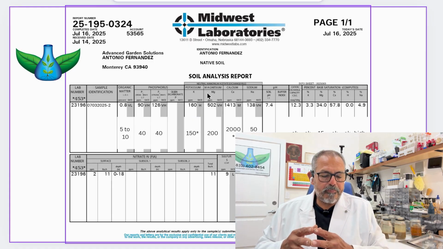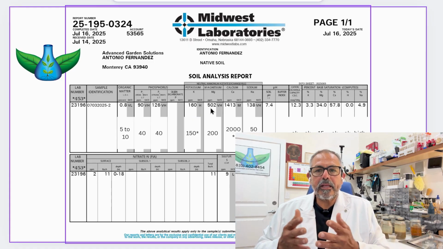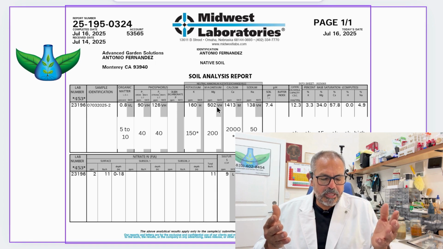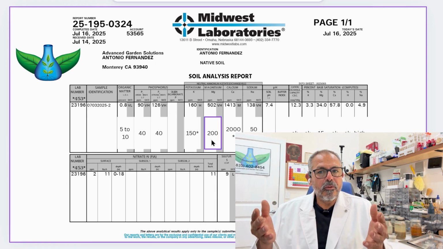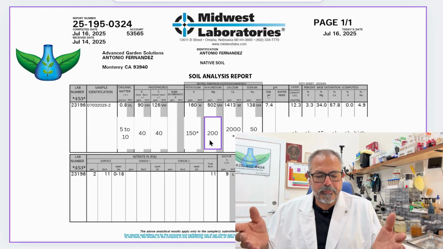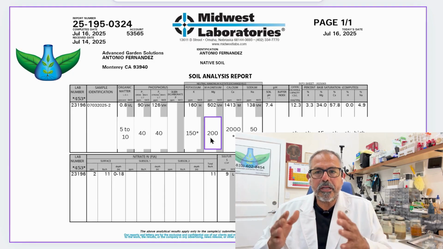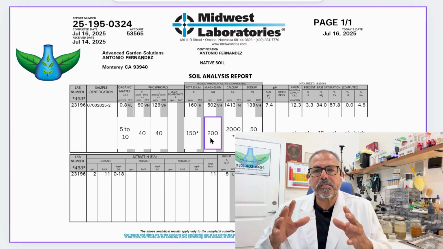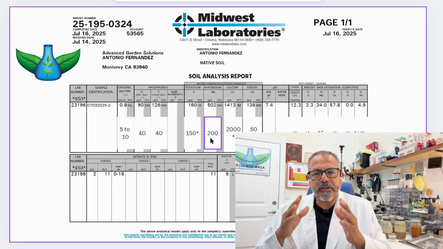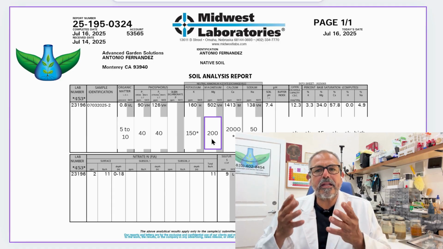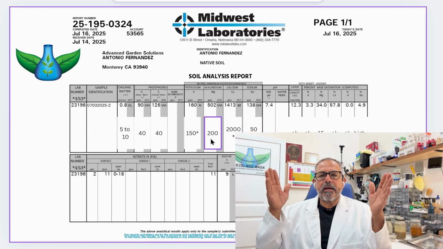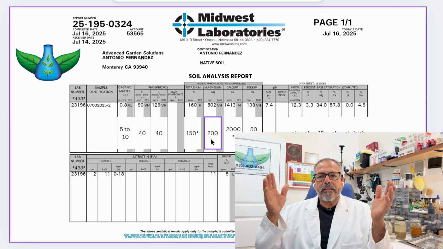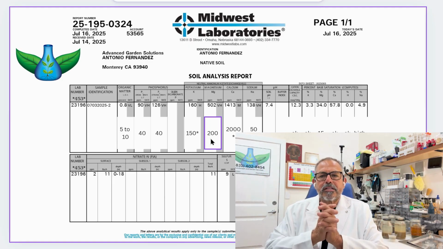Moving on, we have magnesium. In this clay soil, the magnesium level is 502 parts per million, when it should be around 200 parts per million. Magnesium is one of those minerals that can make the soil very tight, hard, and extremely dense. For whatever reason, a high magnesium level tends to create highly compacted soils.